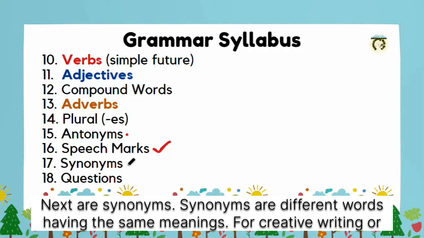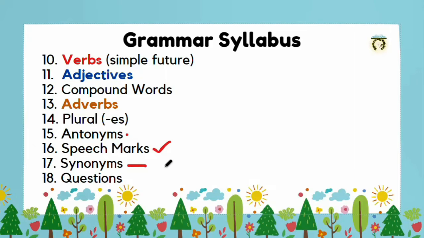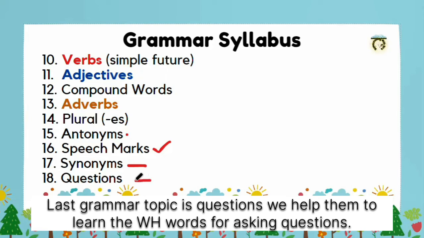Next are synonyms. Synonyms are different words having the same meanings. For creative writing, for any type of writing, we need to have good vocabulary, and synonyms help us build our vocabulary. Last, a grammar topic is questions. We help them to learn the WH words for asking questions.